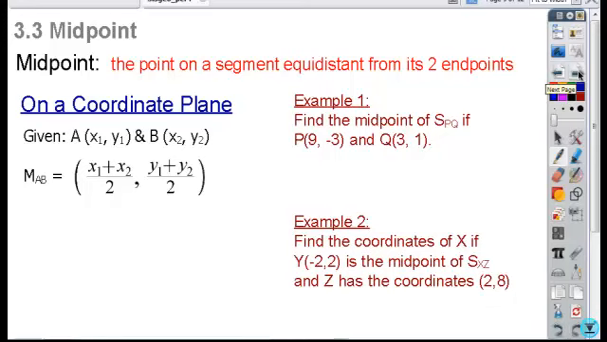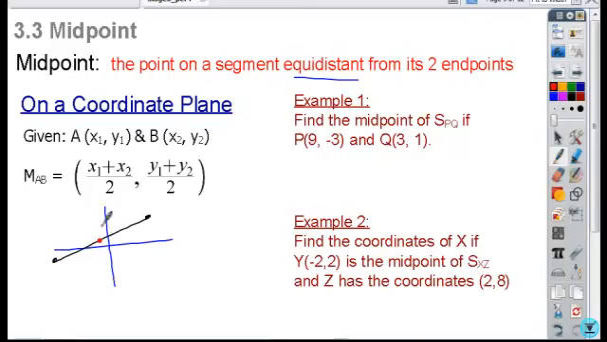Okay, let's talk about midpoint on a coordinate plane. Again, it's still based on the same definition, but this time the midpoint's going to be a set of coordinates. Okay?